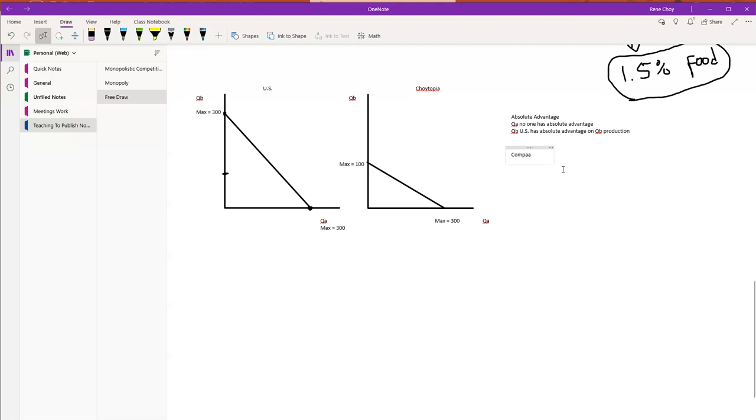Now comparative advantage is comparing the opportunity costs. Now to compare the opportunity costs, we have to compare the ratio of the numbers. So we're going to do the QA over QB ratio for the two countries and compare those two. Now for Choitopia, the number is 300 over 100. And for the US, the number is 300 over 300. Notice that the ratio for Choitopia is higher than the ratio for the US. So Choitopia has a comparative advantage on QA.